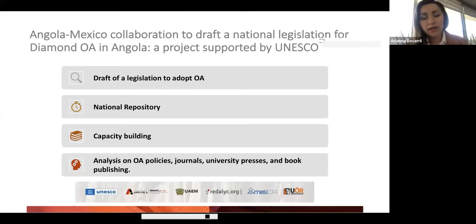And in this sense, for me, it's very interesting to hear the previous panelists talking about the African archive, because we are working with Angola now in a South-South collaboration, in a project supported by UNESCO to extrapolate the experience that we have had with the Mexican government. We worked on a national legislation of open access, and now we are working with Angola in terms of providing these lessons learned from the Mexican experience and the Latin American experience now to the Angolan region. And we are just in the middle of this project.